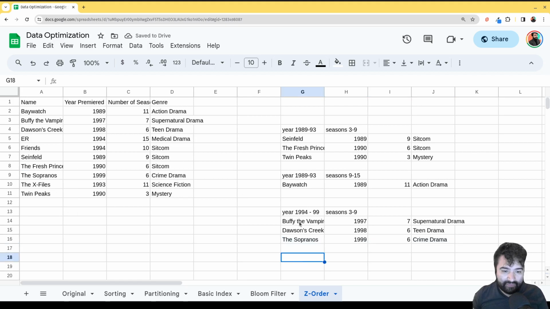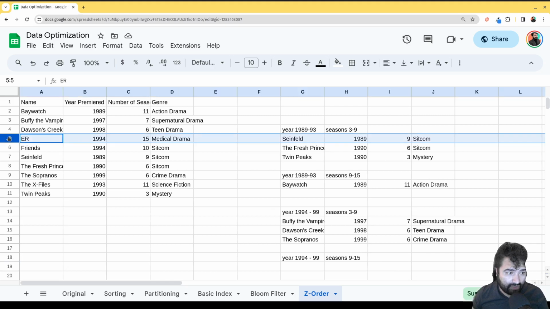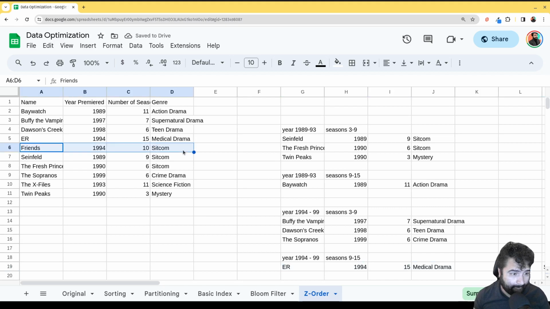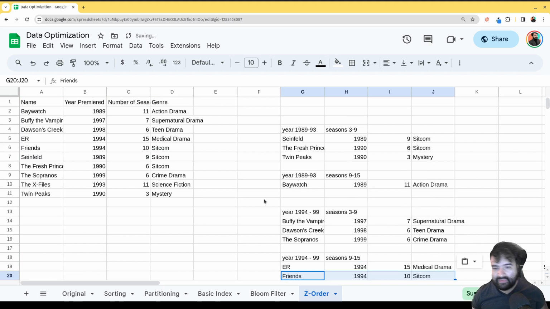And then we get to our final category, where we have years 94 through 99 and seasons 9 through 15. That would include ER and Friends. I think that's all that's going to end up in there. Cool, and that would be the result of a Z-order sort.